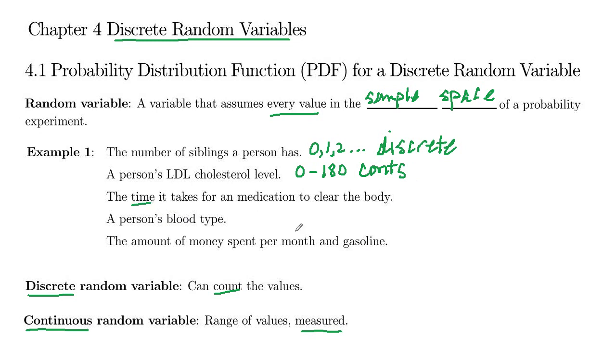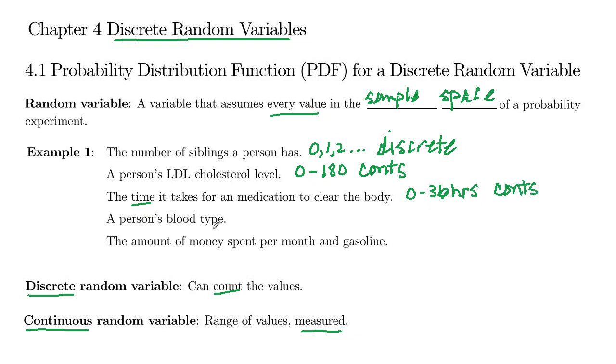The time it takes for a medication to clear the body, time is measured by a clock. So, this could be 0 to 36 hours. It's a range of values. And it could be any time in that range. So that one's continuous. It's measured.